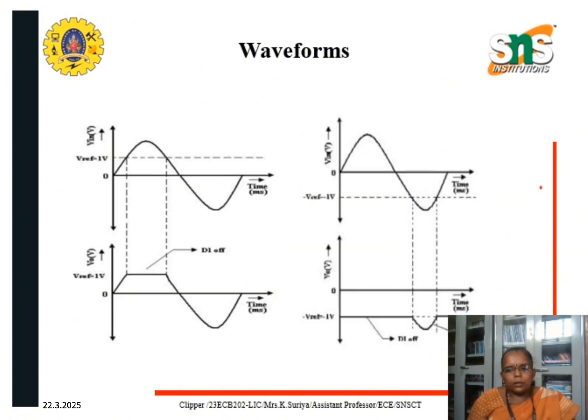Here the V reference can be set either to a positive value or to a negative value. In either case, the output will be clipped for the signal greater than V reference, and the signal will follow the input if Vi is less than V reference. In the first diagram, V reference is set to a positive value, and in the second diagram, V reference is set to a negative value.